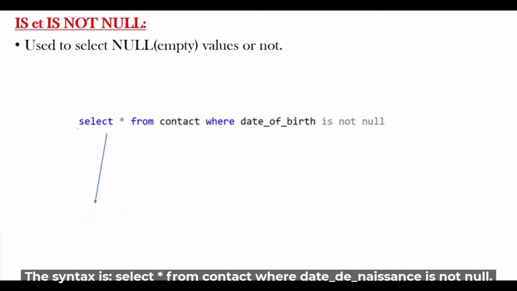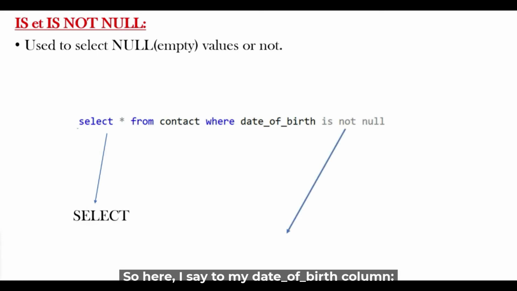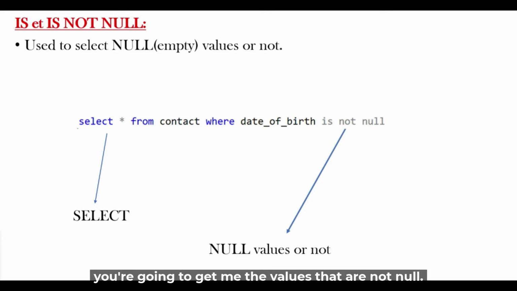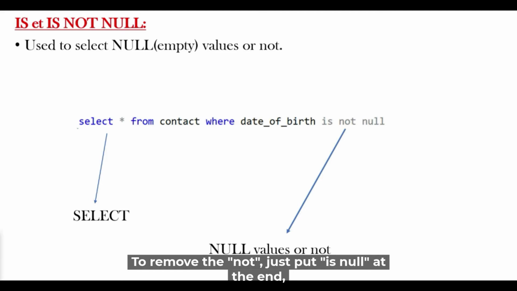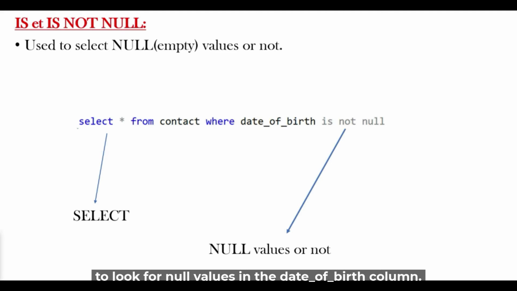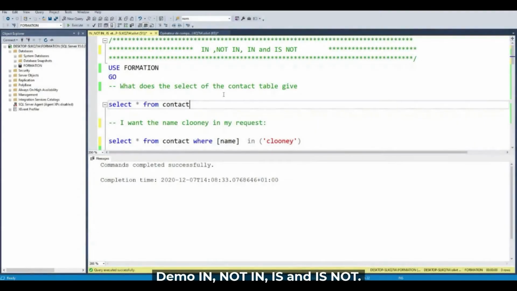The syntax is select from my table. Okay, so here I say to my date of birth column, you're going to get me the values that are not null. To remove the not, just put IS NULL at the end, to look for null values in the date of birth column. To make it clearer, let's see all of this in the demonstration. Okay, demo: IN, NOT IN, IS, and IS NOT.